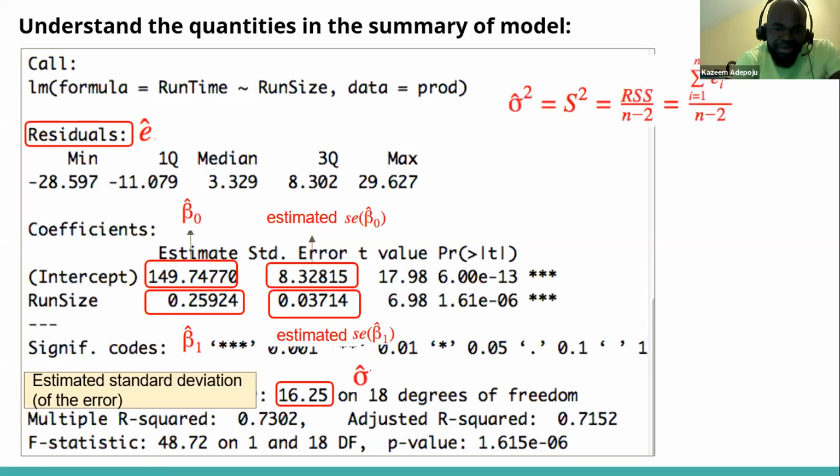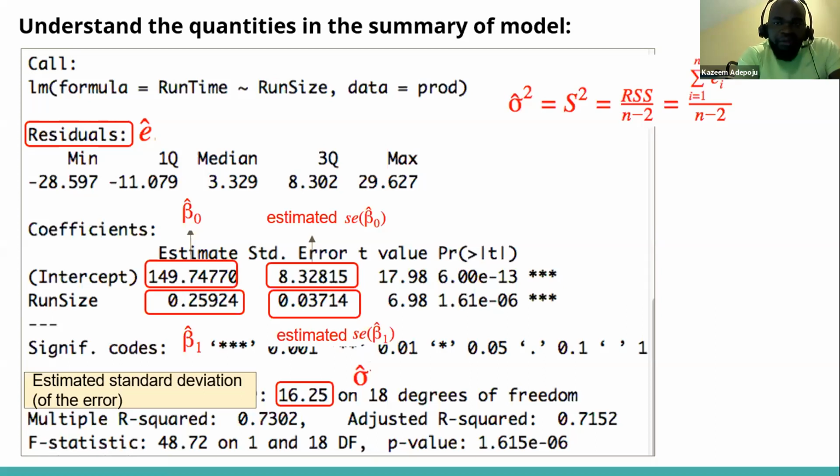Now, as you can see right now, this is the estimated standard error. And this estimated standard error is based on 18 degrees of freedom. If I want to know, the total sample size is going to be 20, because the degrees of freedom that we're using here is going to be n minus 2, not n minus 1.